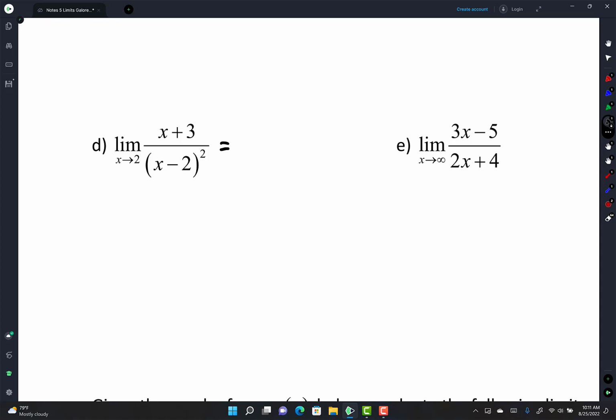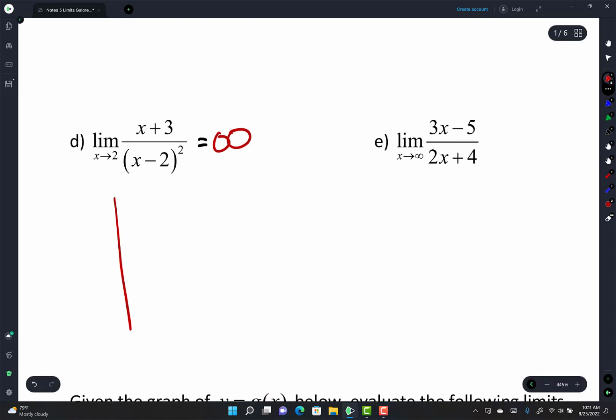Yeah, infinity. Oh, because you're squaring it. No, I'm approaching 2. I'm not approaching infinity. If I'm approaching infinity, it's 0. But I'm approaching 2. Okay, don't worry. I see that you guys are looking at me like, what are you talking about?